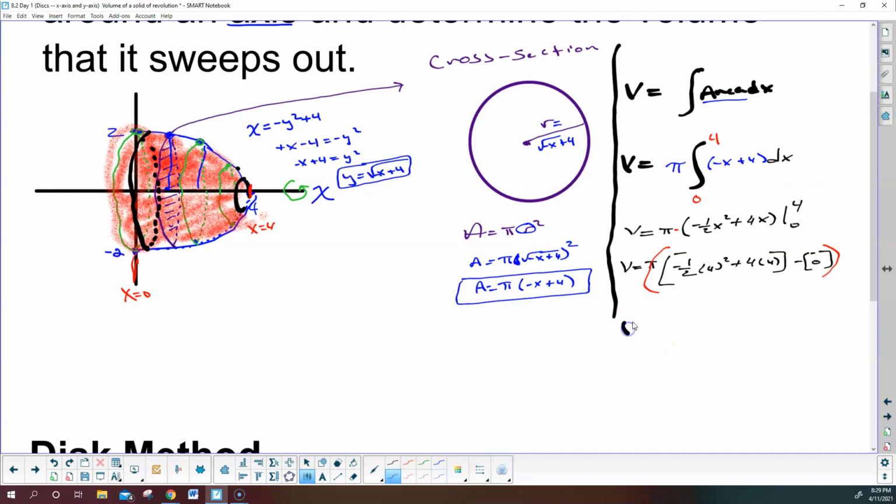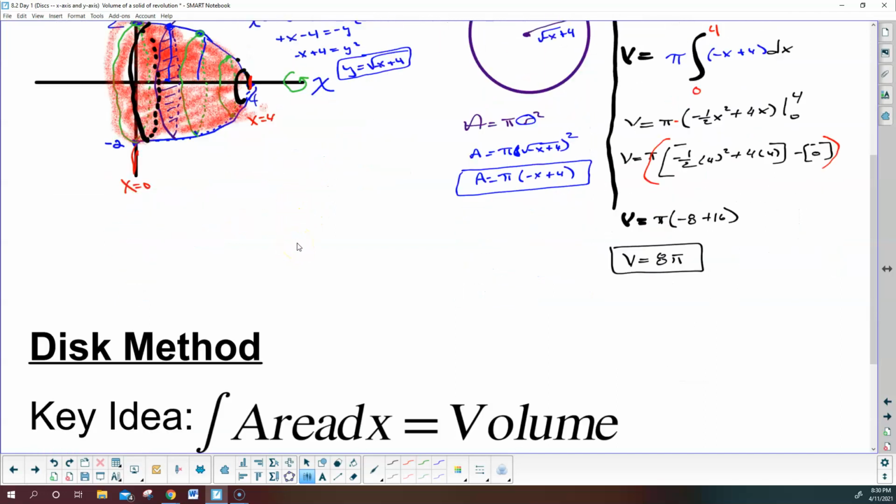So then what is volume? Volume is the simplified version of all of this, so I'll do part of this in my head, but we get pi times, let's see, 16 times -1/2 is -8, plus 4 times 4 is 16, minus 0, and we get 8 pi. So that is the amount of three-dimensional space that this red piece will turn out to be. So there's one problem of us rotating about the x-axis. We're going to do 2 more today.